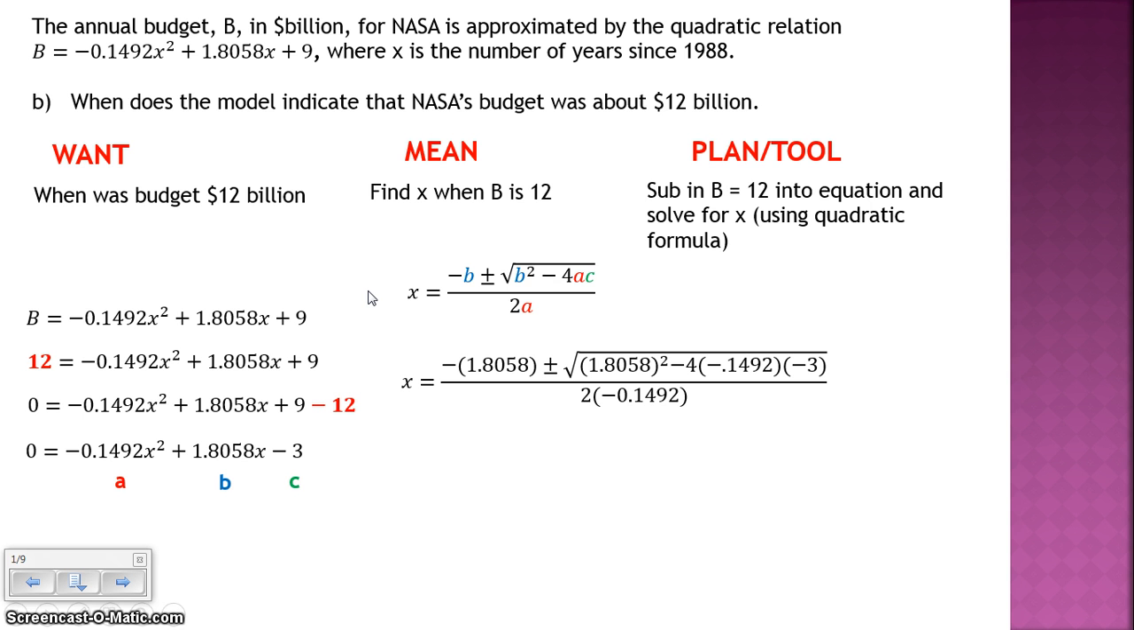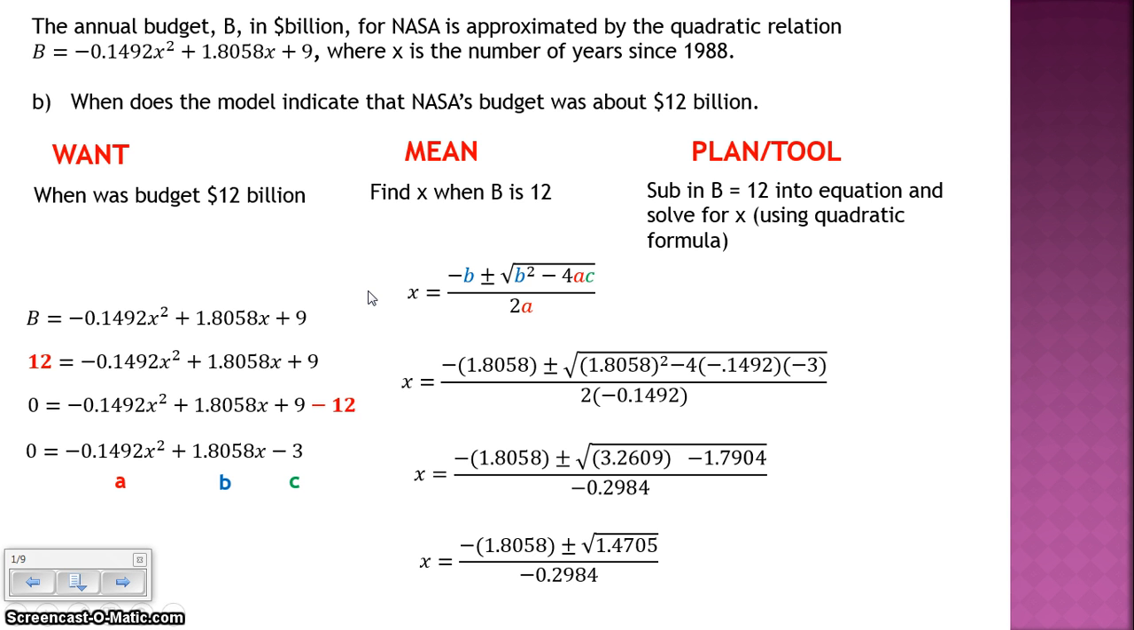Once I do all my fancy algebra, it's going to simplify to this. And we can simplify under the brackets a little bit further. And this is sort of the equation that we're going to work with. But again, notice how we have this plus minus. This means that we're going to be looking for two answers. One scenario when we add the square root of 1.4705, and one scenario when we subtract the square root of 1.4705.